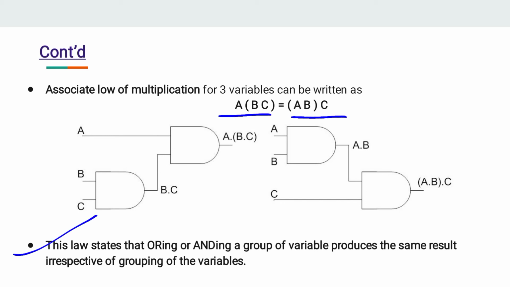So finally, the associative law states that ORing or ANDing a group of variables produces the same result irrespective of the grouping of the variables. Here you have to see the group of variables. This is the main significance of the associative law. So irrespective of grouping of variables, you get the same output. However you group them, the output will be the same. So this is the associative law.